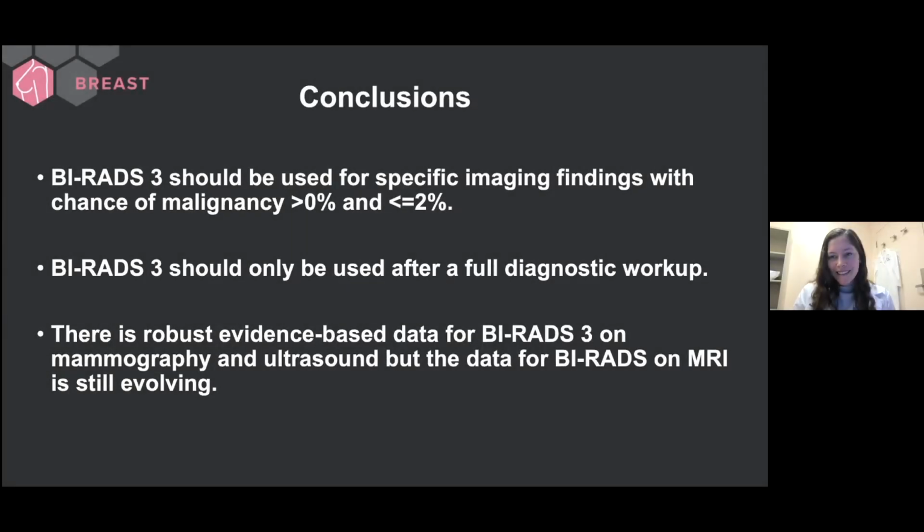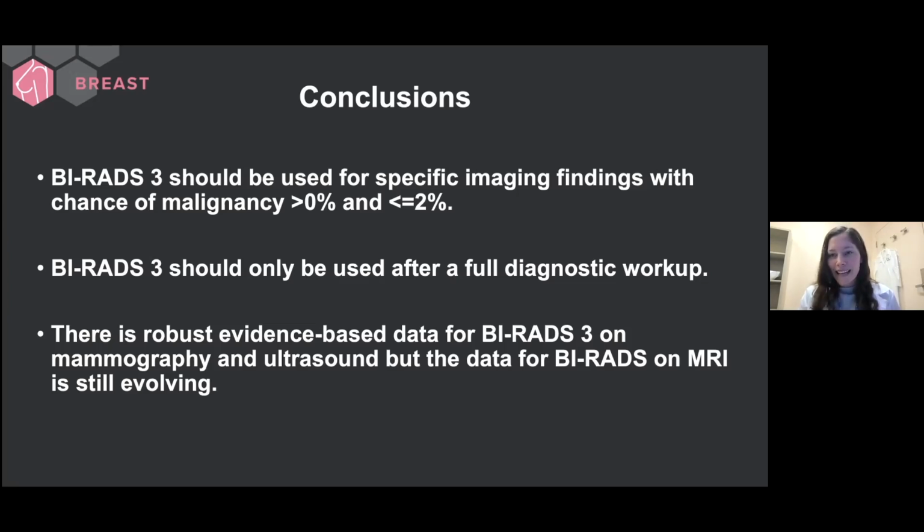I want to give some conclusions here and thank everyone for their attention. I know this is a topic a lot of people don't like that much, and I'm hoping that going over some really classic imaging examples of BI-RADS 3 on mammogram, ultrasound, and MRI will help to standardize our use of BI-RADS 3 and make sure that we're only using it when it's appropriate.